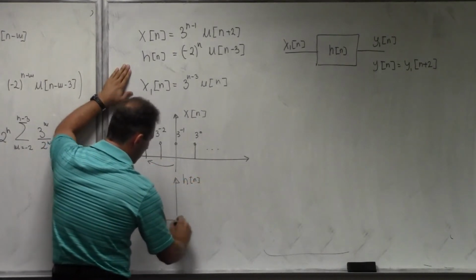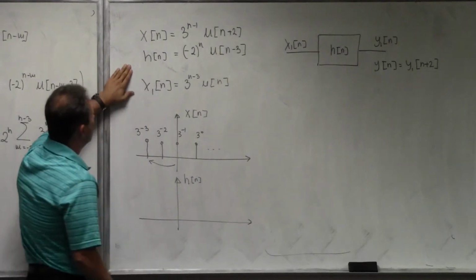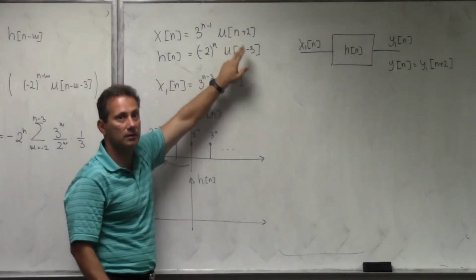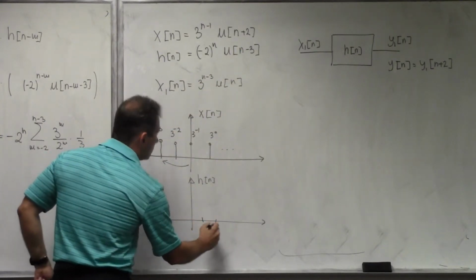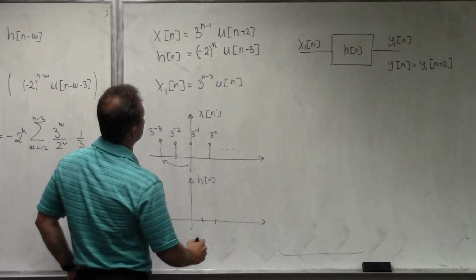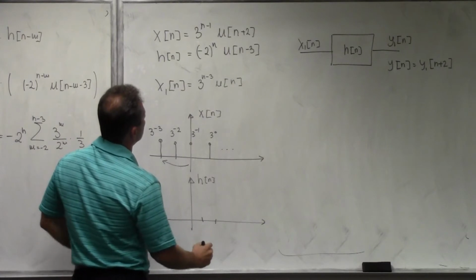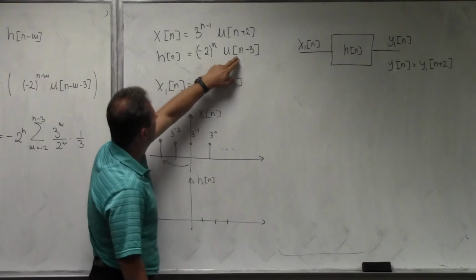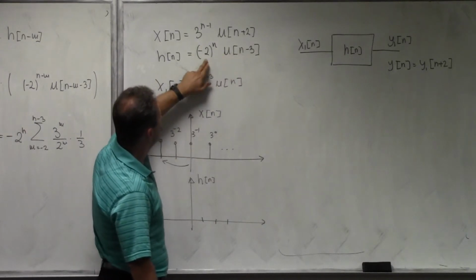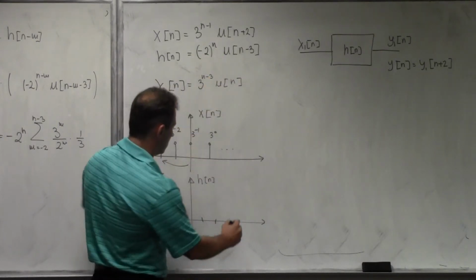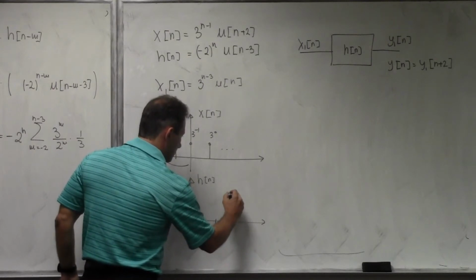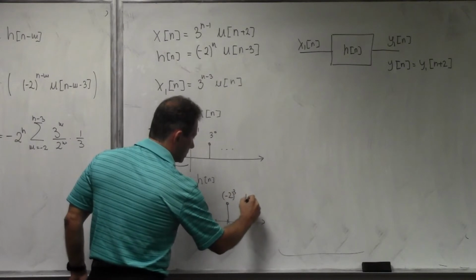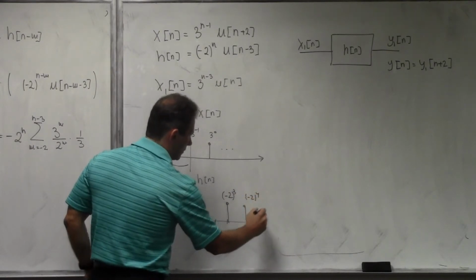How does h of n look like? Divided by h3 of n starts at 2, right? And this is 1, 2. And at 2, its value... no, it starts at 3. Sorry, 3. And when n is equal to 3, this is minus 2 to the 3, right? So this is minus 2 to the 3. And then the next one is minus 2 to the 4, and so on, right?